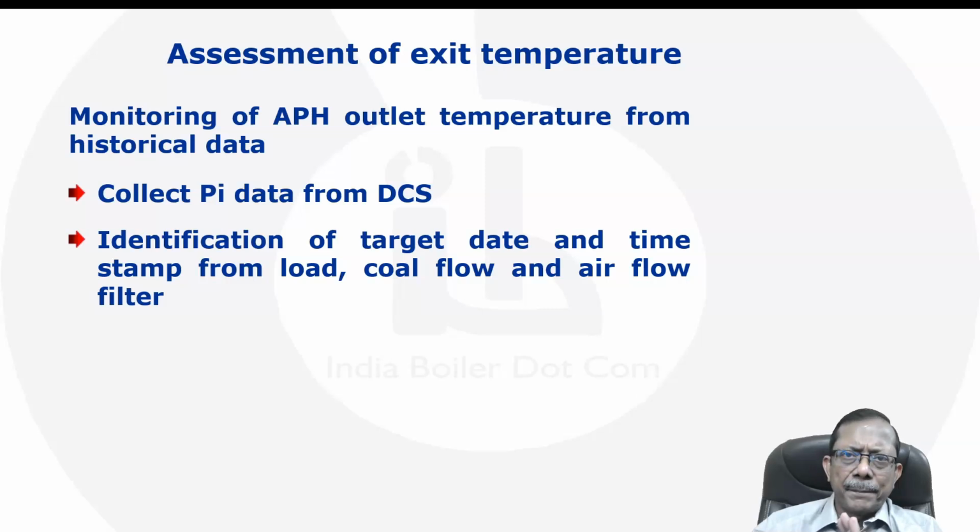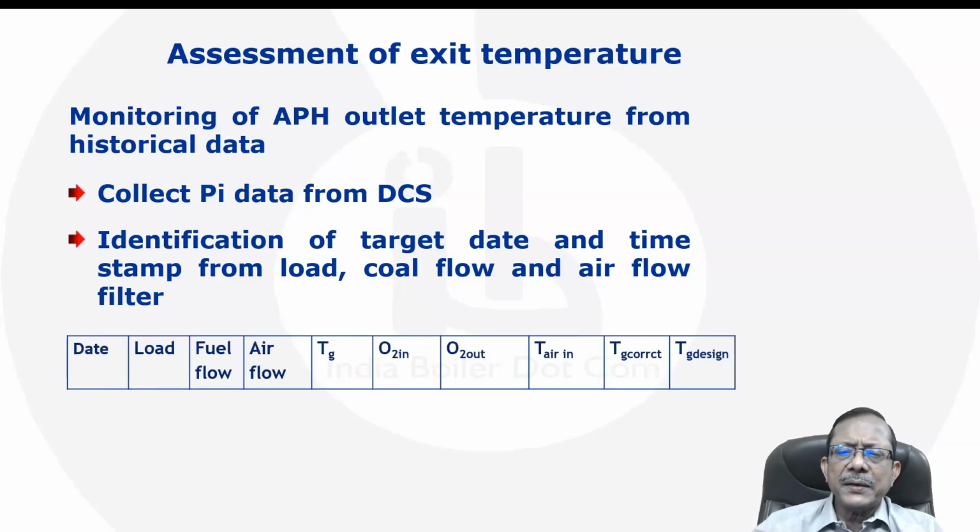And then compare. When you compare, put it again in another Excel sheet where along with the load, fuel flow, and air flow, you also have the O2 in, O2 out, and make another column where you can calculate the corrected gas temperature. And as a comparison, you can take the design temperature or the temperature which was recorded at the time of the BG test. If you monitor your APH outlet temperature this way, then you will understand whether you actually have a problem or not, and then your conclusion should come.